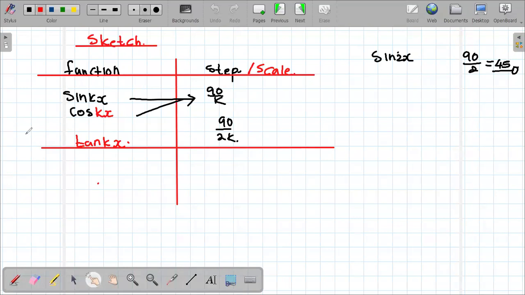But what happens if our graph has some transformation? For example, if I have sine or cos of x plus or minus 30, plus or minus 60, and then what else?